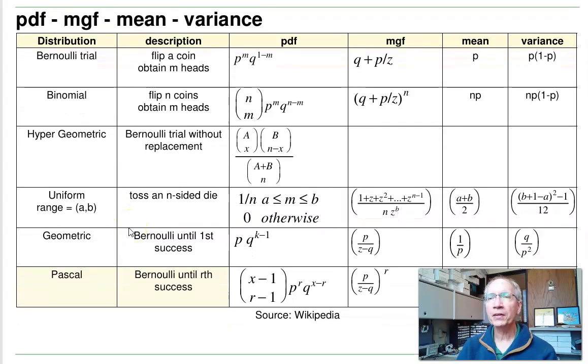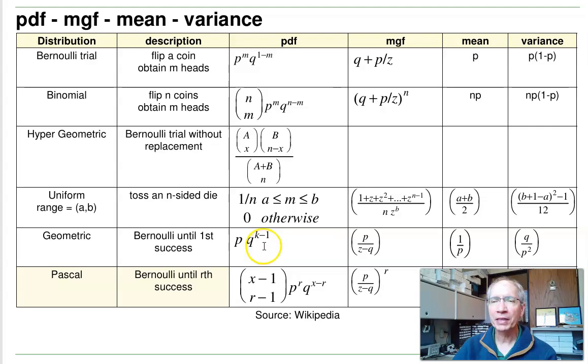Now the PDF and mean and variance of the Pascal distribution are similar to a geometric distribution. The moment generating function is the same as the moment generating function for a geometric to the rth power. The mean scales by R, the variance scales by R. The PDF is a little bit different.